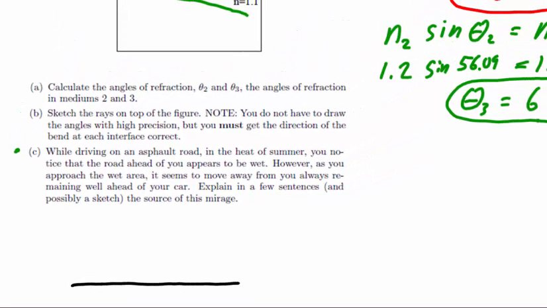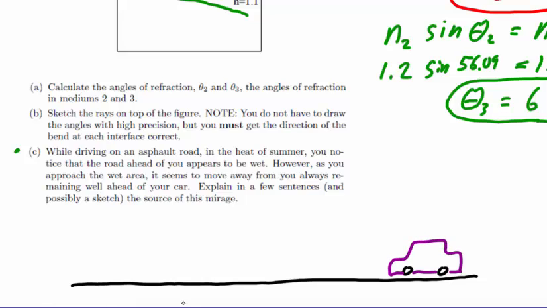Let's consider this black line to represent the road top, and we'll assume that you're driving a purple car. Because the road surface is hot, it will heat the air that is closest to it. As a result, very close to the road surface is the least dense air, and a little bit higher up is the most dense air.